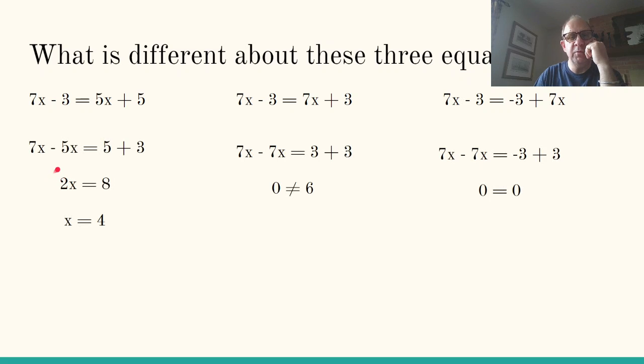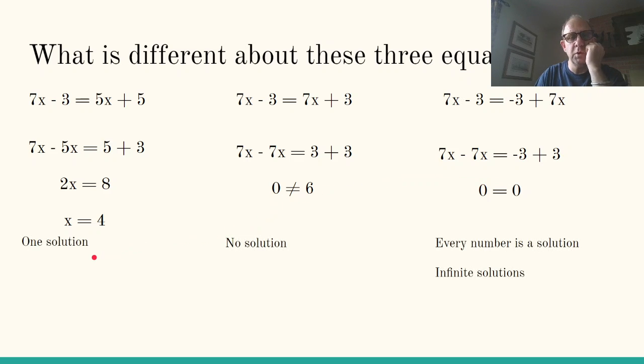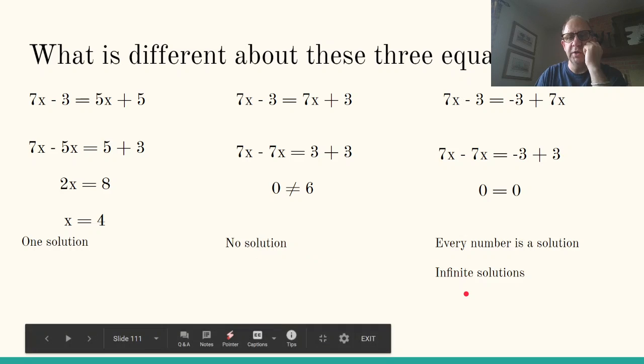Right? So if we simplify on both sides, we have 2x equals 8, and that means x equals 4. So we have one solution here, x equals 4. Here we simplify on both sides. 7x minus 7x is 0, and 3 plus 3 is 6. 0 does not equal 6, so we have no solutions. Here we simplify. 7x minus 7x is 0, negative 3 plus positive 3 is 0, 0 equals 0, infinite number of solutions. Okay, one solution, no solution, infinite number of solutions.